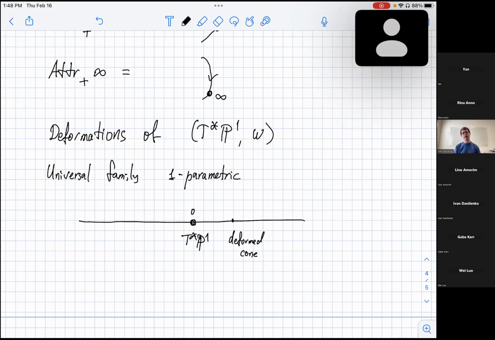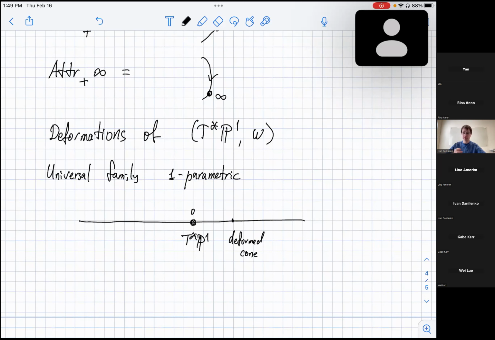Maybe a better way to say it: the affinization of T star P1 is the nilpotent cone of SL2, and if we deform the cone, we will have a deformation of the symplectic variety. So you consider T star of P1 as a Springer resolution of the nilpotent cone, and you deform the nilpotent cone. Yes, that's one of the ways to see it.